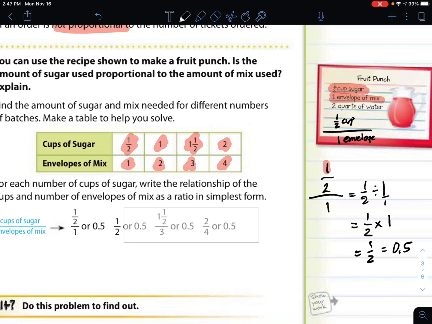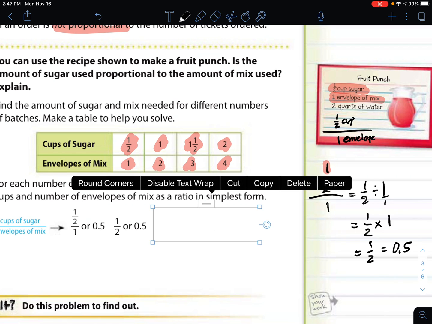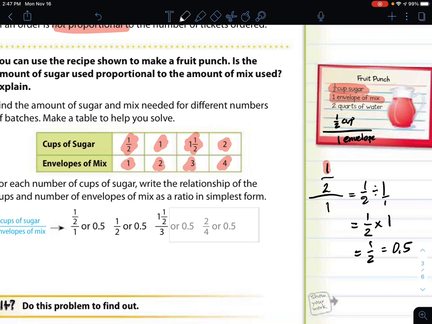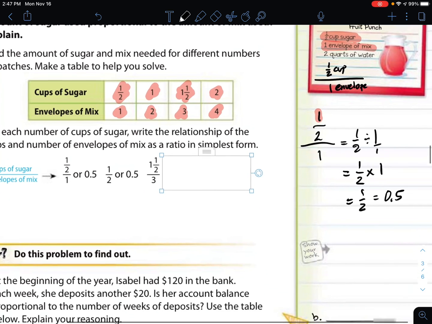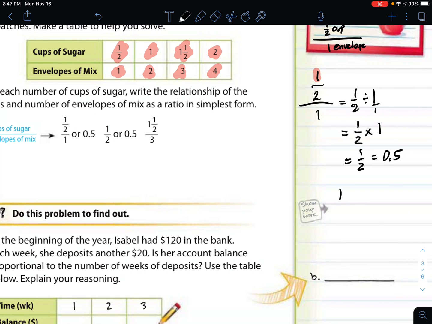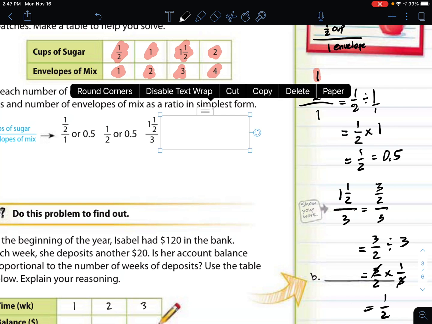So let's take a look at the next one. We know that 1/2 also is equal to 0.5. 1 and 1/2 over 3 is the same thing. Again, 1 and 1/2 over 3 is the same as, we make this into an improper fraction, 3 over 2 over 3, or the same as 3 over 2 divided by 3, or the same as 3 over 2 multiplied by 1/3. Cancel that one out, cancel that one out, and we end up with 1/2 or 0.5.